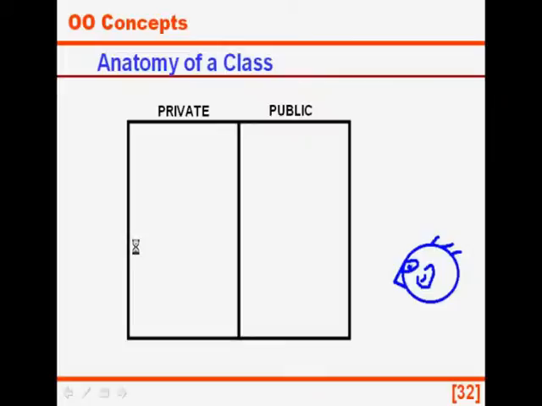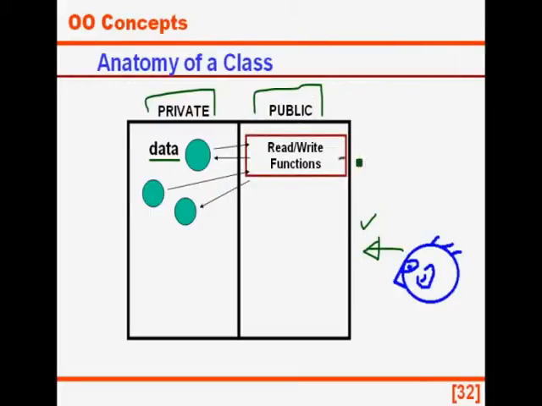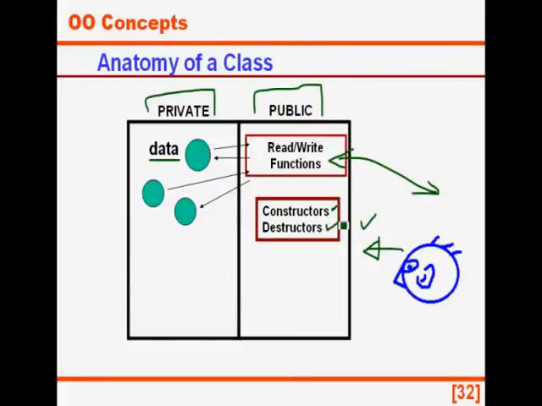Next, let's look at the anatomy of a class, or the parts of a class. First of all, we divide all the parts into two areas: one is the private and the second is the public. The public part is what is visible to all other classes and through which other classes can interact with our class. So let's look at what we have. First of all, we have the data, which must be private. As we have seen earlier, the principle of encapsulation says that data must be private. Next, we have the read-write functions, which are used by the outside classes to interact with our data. These are public functions. Next, we have the constructors and the destructors.